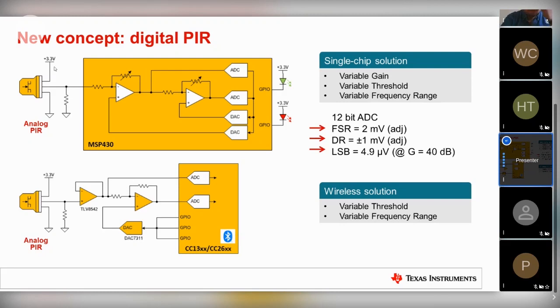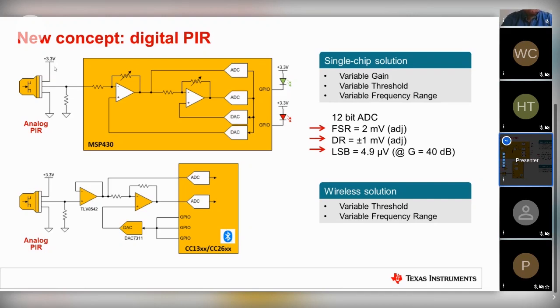So in this particular case, when I'm not using oversampling, I'm using just a pure 12-bit A to D converter. My full scale range is 2 millivolts, and that's adjustable. My dynamic range is plus minus 1 millivolt, and that again is adjustable. It can be much smaller. And my 1 LSB is 4.9 microvolts, and that's for the gain of 40 dB.